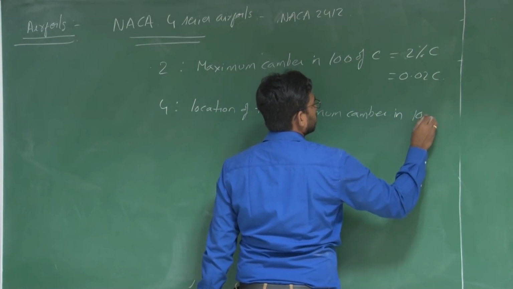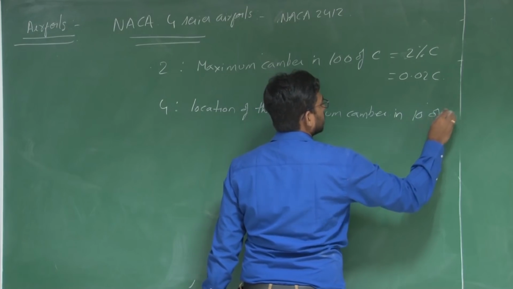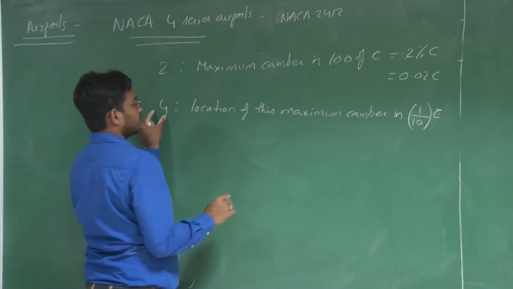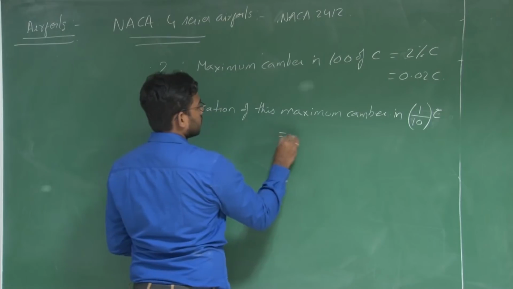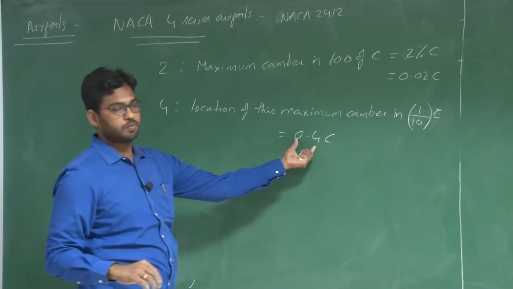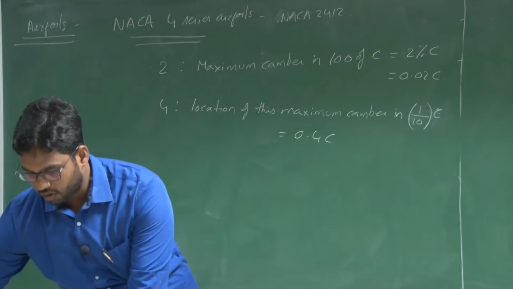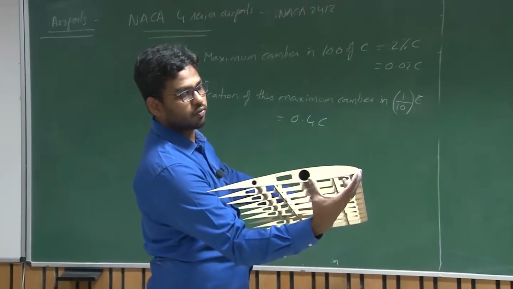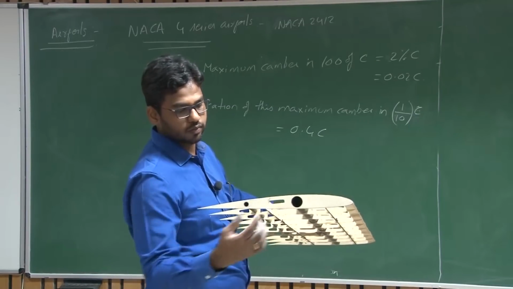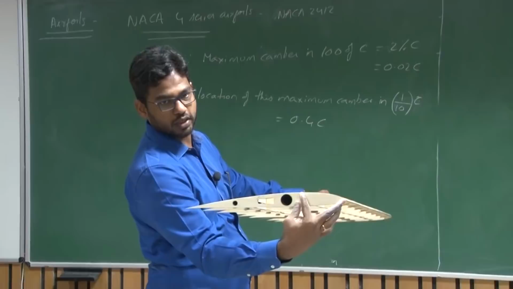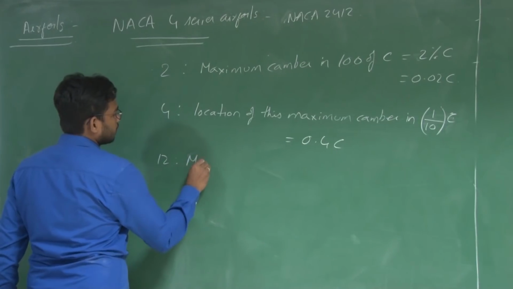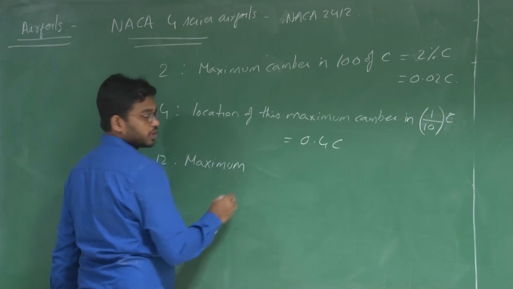In tens of chord, the location you get when you multiply this second digit by C by 10, that is 0.4 C, approximately 40% of chord. This maximum camber is present at approximately 40% of the chord. Say this is your chord, the line joining leading edge and trailing edge, and at 40% you have this maximum camber. And the last two digits give the information about the maximum thickness of a 4-digit aerofoil.